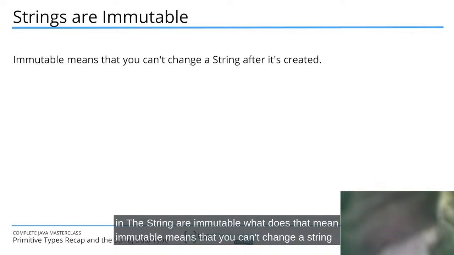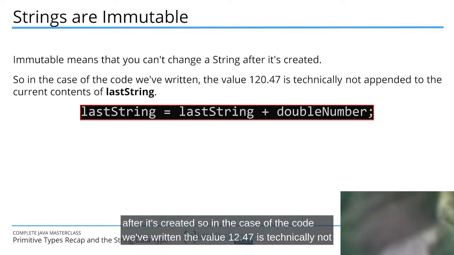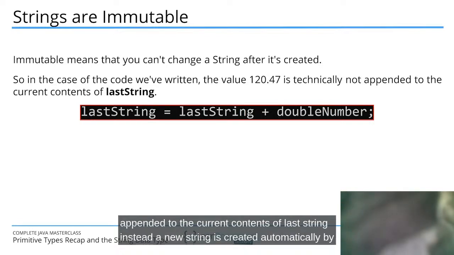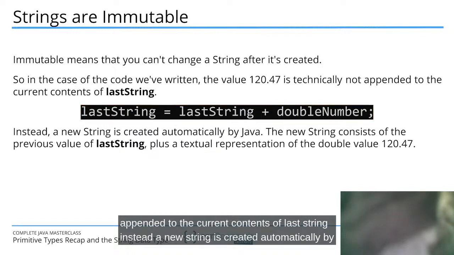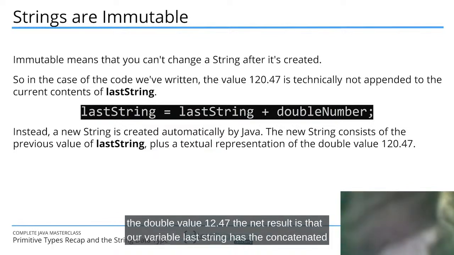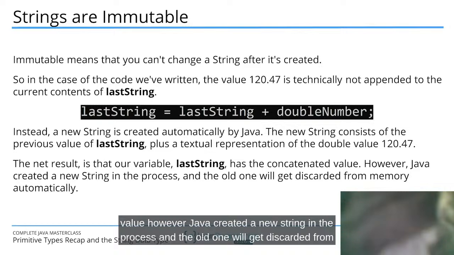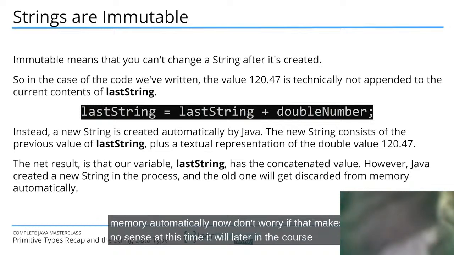Immutable means that you can't change a string after it's created. So in the case of the code we've written, the value 120.47 is technically not appended to the current contents of last string. Instead, a new string is created automatically by Java. The new string consists of the previous value of last string, plus a textual representation of the double value 120.47. The net result is that our variable last string has the concatenated value. However, Java created a new string in the process, and the old one will get discarded from memory automatically.